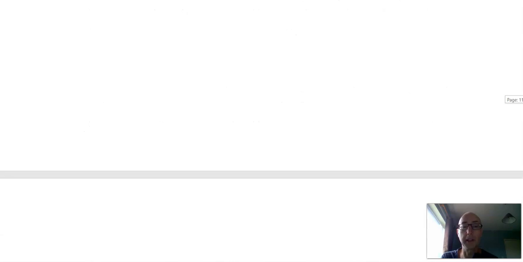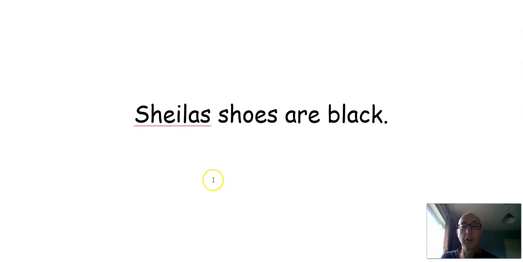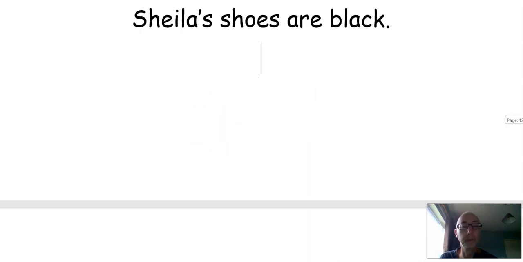So let's do a little bit of practice. Where is the apostrophe? A simple one to start. Sheila's shoes are black. It doesn't matter whether shoes are singular or plural, it makes no difference. Who owns the shoes? Sheila. So where do we put the apostrophe? There. That's all. Apostrophe S shows that Sheila is the person who owns the shoes.